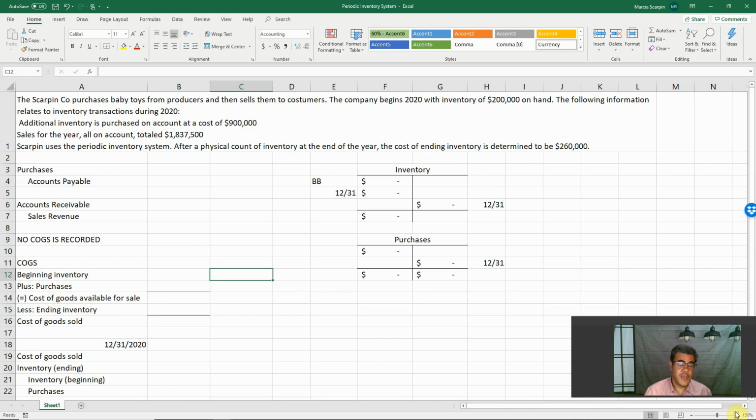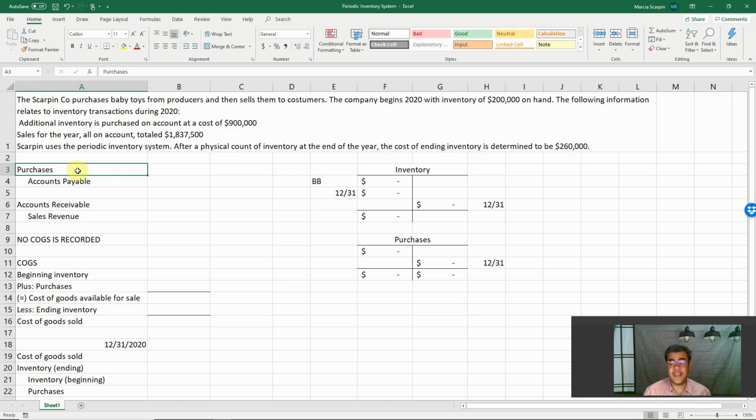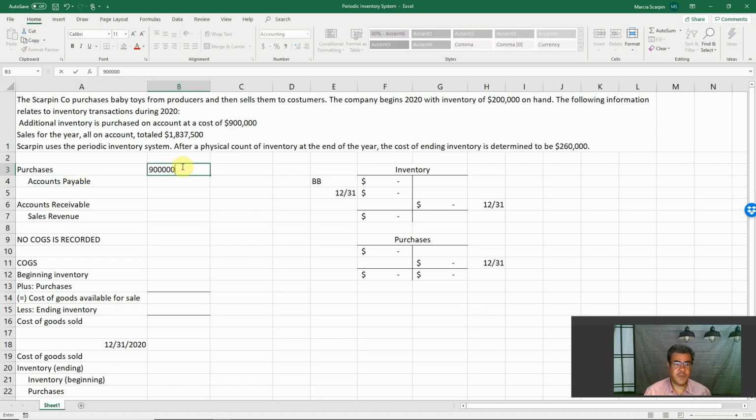Okay? So the Scarping Corporation purchased baby toys from producers and then sells them to customers. The company begins 2020 with inventory of $200,000 on hand. The following information relates to inventory transactions during 2020. Additional inventory is purchased on account at a cost of $900,000. So we record it in a temporary account called purchases. So purchases $900,000, and it is purchased on account.